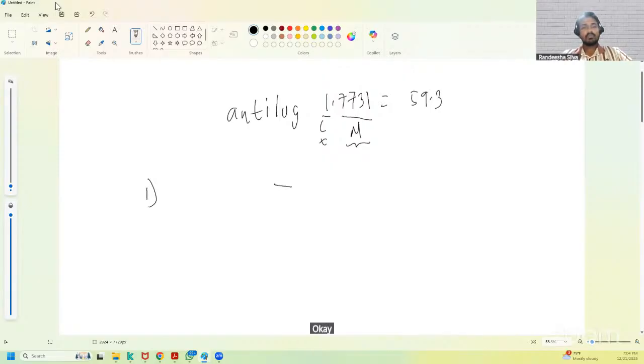Sir, mantissa spelling? M-A-N-T-I-S-S-A. Mantissa means the decimal part of this logarithm. And the first digit is called the characteristic. Okay. Thank you, sir.